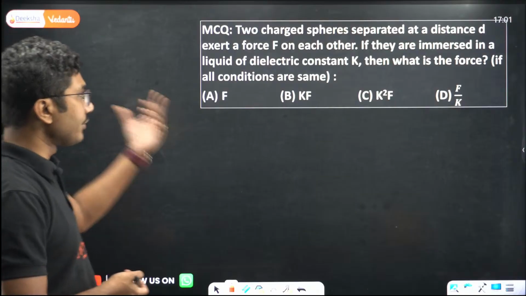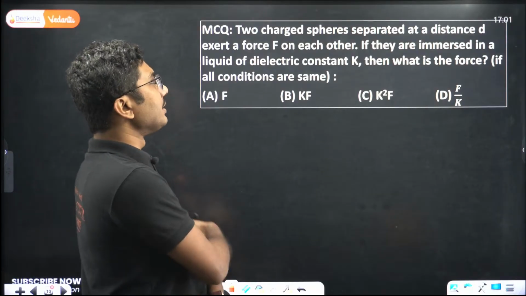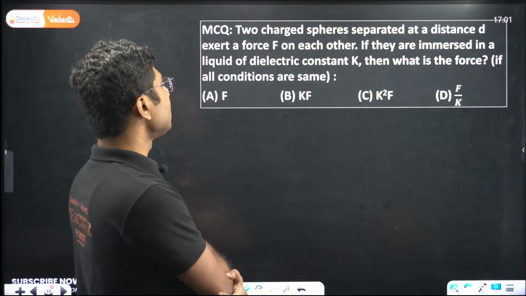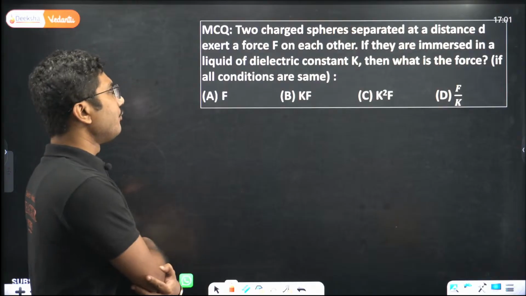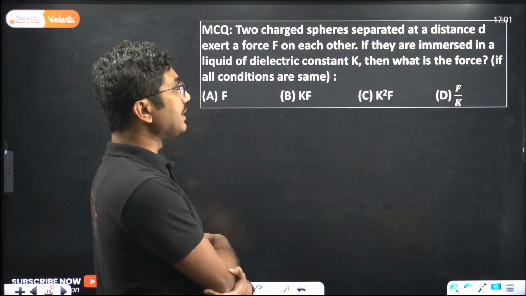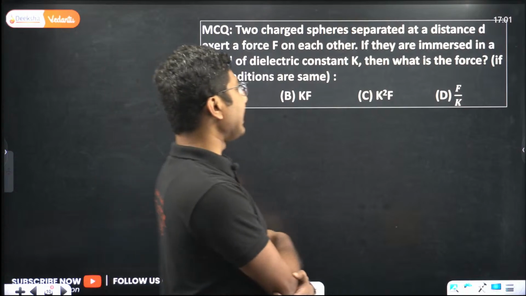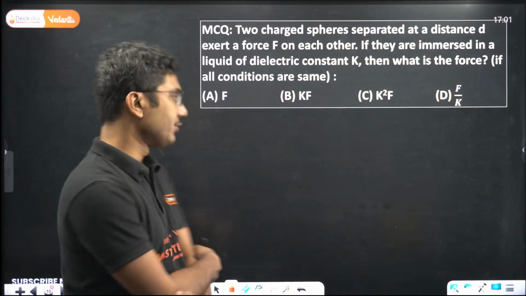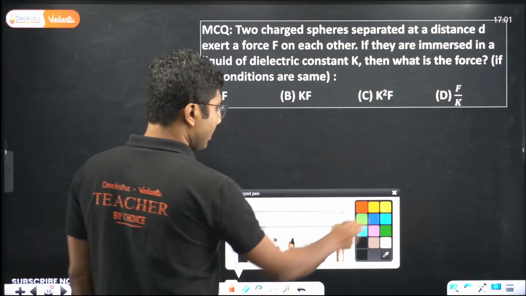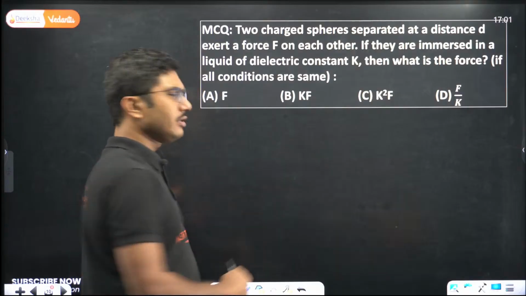Now let's see one question. Two charged spheres separated by a small distance d exert a force capital F on each other. If they are immersed in a liquid of dielectric constant K, then what is this force? So this is a very interesting, important question. A common question, not very difficult.